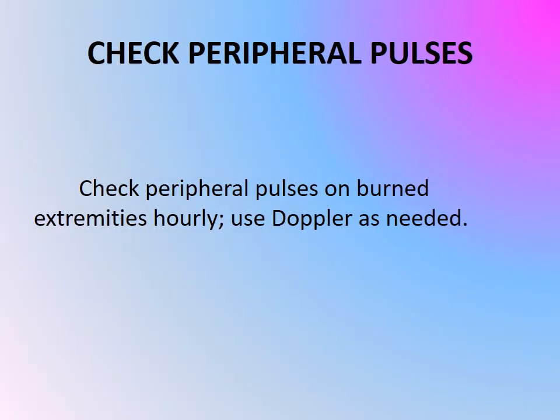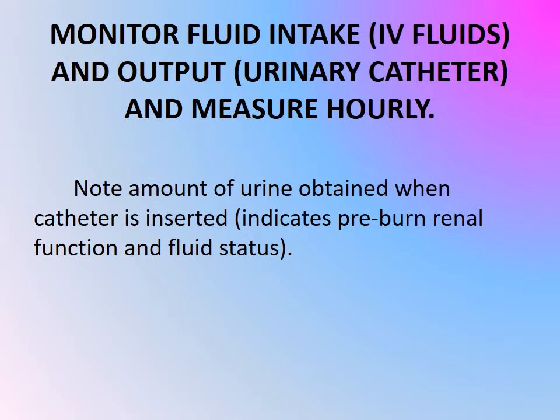Check peripheral pulses, mainly in the extremities, and if you are unable to check, use Doppler as needed. Monitor fluid intake and output, that is, an hourly intake and output chart should be maintained. For most patients we will be inserting urinary catheters. Every hour we have to check the intake and output.